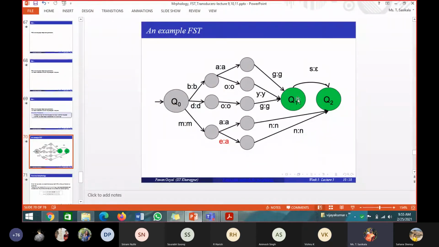No, I have S also in my input. So from Q1 to Q2 it will go. For the S character, what is my replacement output character to get the root word lemma? Empty string, epsilon. So what lemma will I get if I give my input word boys? Boy.